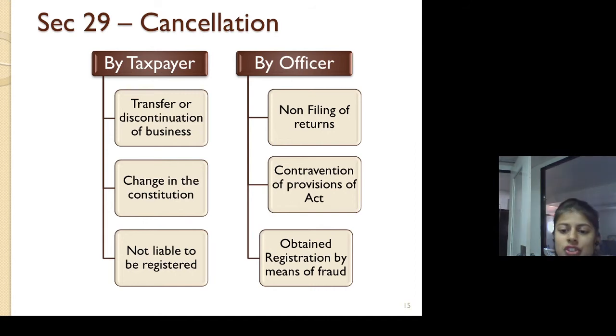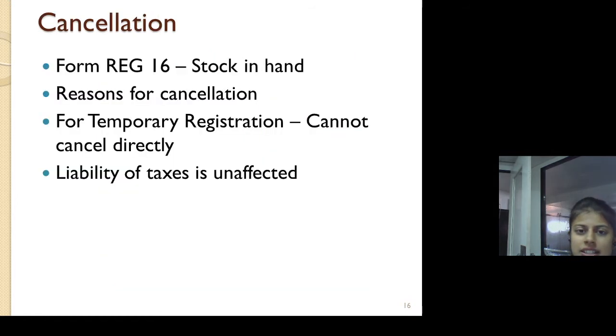Then second is contravention of provisions of the Act. If you are doing something illegal or which is not allowed under the law provisions, then the officer can cancel your registration. And third thing is when the officer is able to notice that you have obtained your registration by means of fraud or any suppression of facts or any willful misstatement, then the officer can send an order for cancellation.